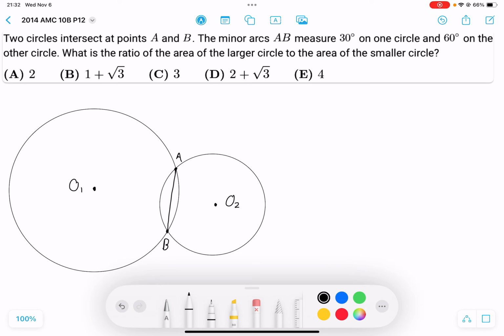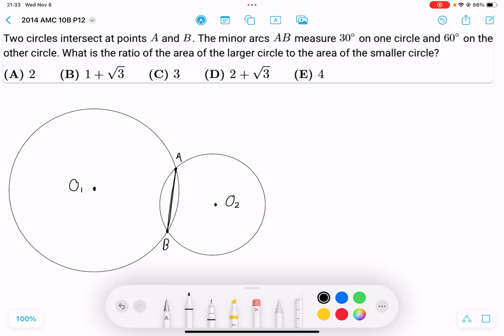This is 2014 AMC 10B problem 12. Two circles intersect at points A and B. The minor arcs AB measure 30 degrees on one circle and 60 degrees on the other circle. What is the ratio of the area of the larger circle to the area of the smaller circle?